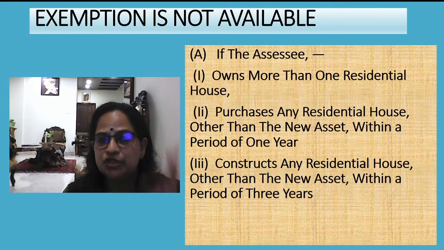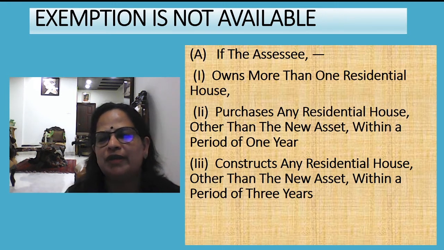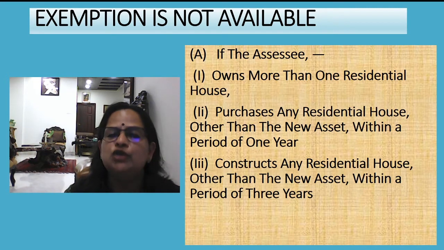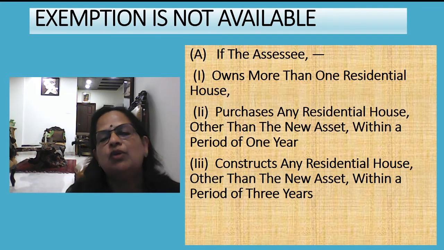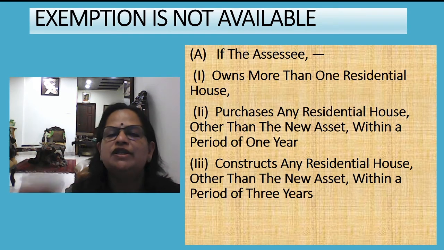Now, exemption is not available, again I am repeating, if the assessee owns more than one residential house property. I told you the hint also: he does not own another residential house property. That is how from the problem we make out that section 54F is applicable. The exemption is also not available if he purchases another new residential house property other than the new asset within a period of 1 year, or constructs a residential house property other than the new asset within a period of 3 years.